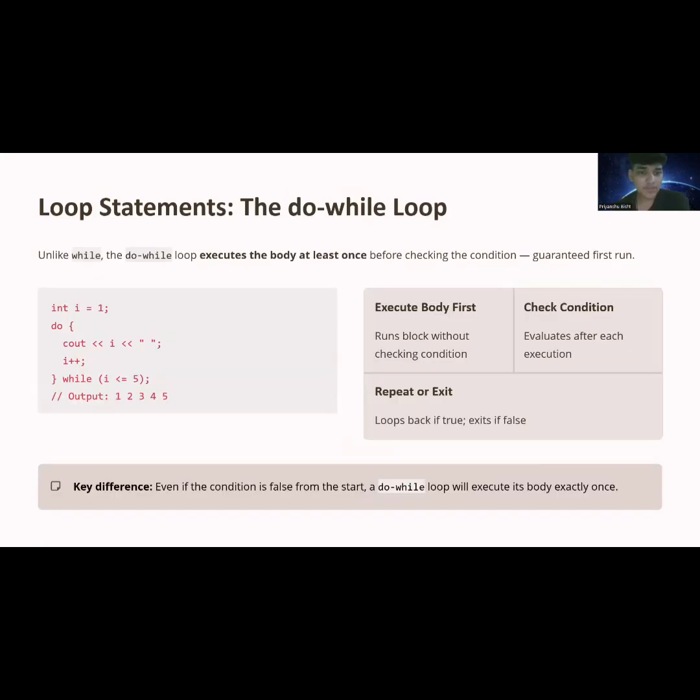Next is the do while loop. The do while loop is similar to the while loop but has only one difference. It executes the code at least once, even if the condition is false. This is because the condition is checked after execution. So this is useful when we want the loop to run at least one time.